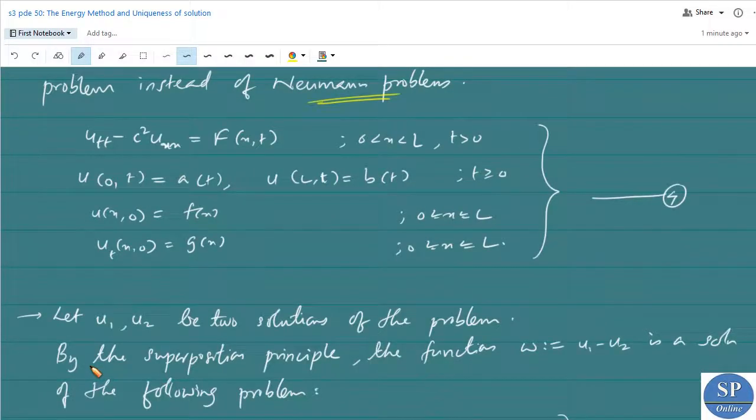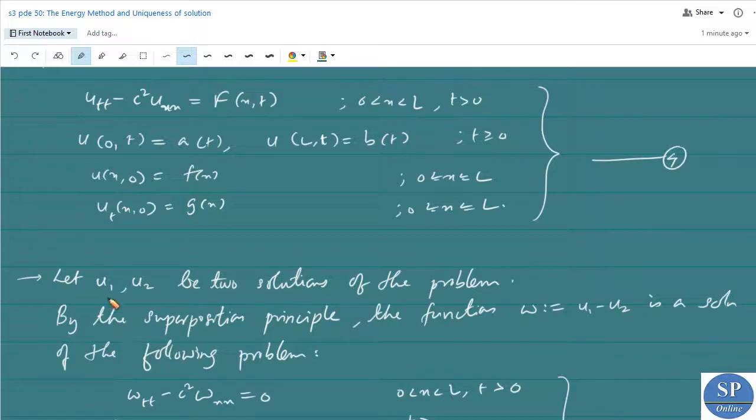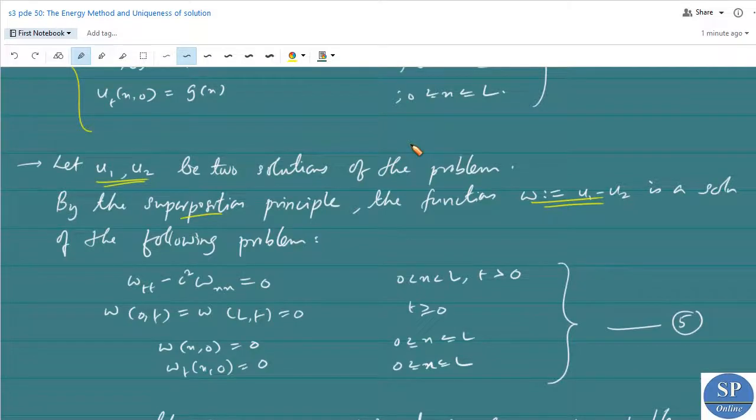In this case also we can assume that u1 and u2 are two solutions of this problem. Then by the superposition principle, w equal to u1 minus u2 is a solution of the corresponding homogeneous problem with the homogeneous boundary conditions, that is, boundary conditions as zeros.